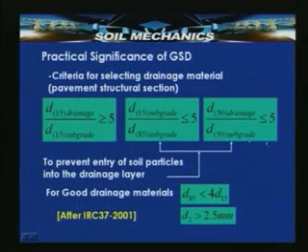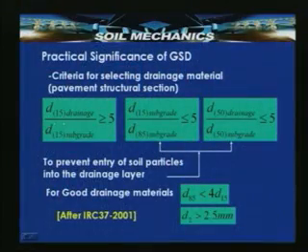Similarly, this criteria for selecting the drainage material is followed in Indian Roads Congress 37 2001. The criteria works out to be as follows. For the pavement structural section, because the functional performance of the pavement depends upon the drainage of the water. So, the life of the pavement depends upon the drainage which is there at the subgrade level. So, for that it is required to provide the drainage material.